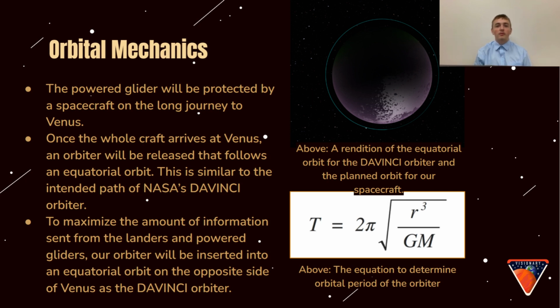In order to receive information from the landers, the data must be transmitted to a spacecraft orbiting Venus, and from there it can be sent to the scientists on Earth. To do this, the landers will relay information to the powered glider that will be in the upper atmosphere. The glider can then transmit that data to one of 2 crafts following an equatorial orbit around Venus. Between the orbiter from the Da Vinci mission and the orbiter that will be inserted as part of our mission, valuable atmospheric and surface data will be received every 40 minutes.